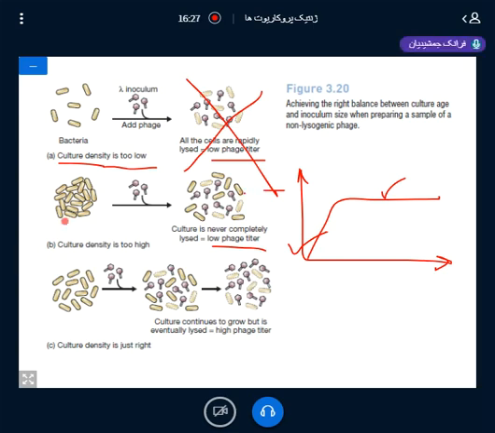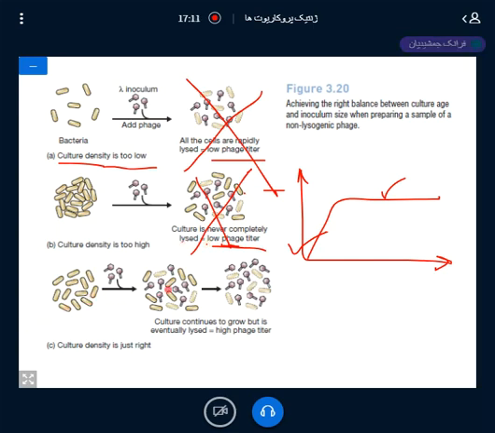So listen here. If we have so many bacteria, for example, if the bacterial growth phase is here, so many bacteria, the density is too high. If we add the phages here, what will happen? The culture is never completely lysed because we have so many bacteria here. So we have low phage titers. So do we want this? Tell me. Is it okay for us? No.